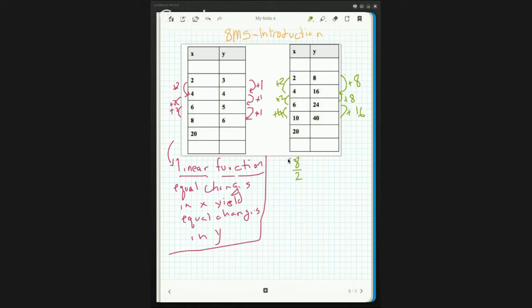gives an x change of 2, and so that equals 4. A change of 8 here gives a change of 2 here, so that's 4. Right? So if I go, and now if I change this one by 4, this one goes by 16. So it still changes by 4 for every one. Right? So if I go 2 here, I go 8 here. If I go 4 here, I go 16.